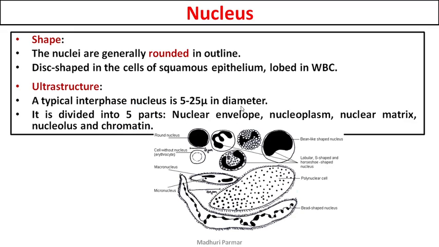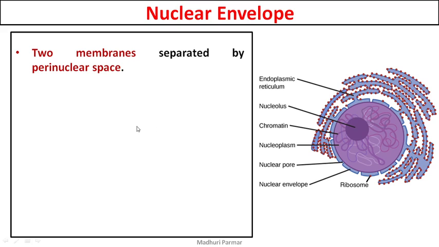The outermost nuclear envelope, the covering, and the nucleoplasm. Just like cytoplasm is the watery part of a cell, the same way the watery or liquid part of your nucleus is called nucleoplasm. Then the cytoplasm has a cytoskeleton, right? The same way your nucleus, to maintain its shape and functionality, has the nuclear matrix. Then the nucleolus and chromatin. Let us start with the nuclear envelope.